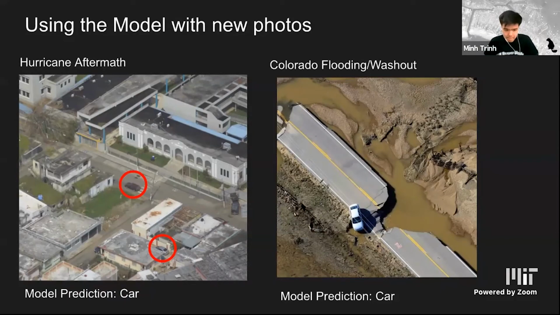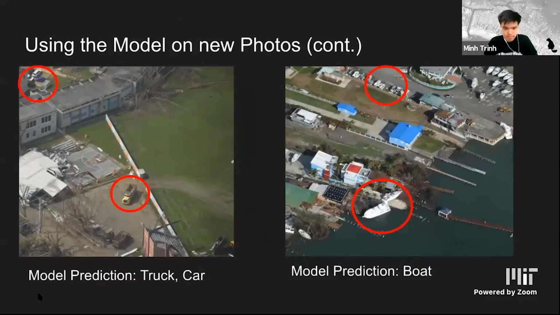Next. Here are some more examples. On the left is a hurricane aftermath with some trucks and a car in the background. The model predicted that there was both a truck and a car in there. And then on the right, the model correctly predicted that there are boats in the image. Sorry, just boats in the image.